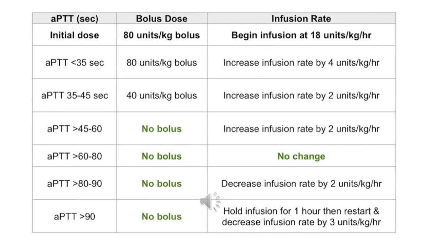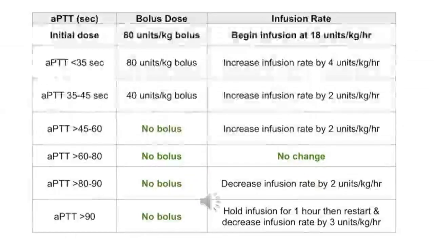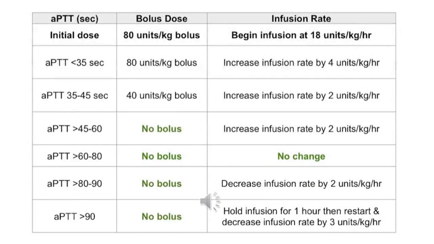If the PTT was between 60 and 80, according to this scale, that just means we leave it. That means we do not adjust the rate at all, right? And then as you can see, if the APTT is too high, then we would decrease the rate or maybe even hold the infusion for a short period of time and also decrease the rate. And again, we're doing this every 6 hours. We're checking our PTT and then we're adjusting the rate that we give.